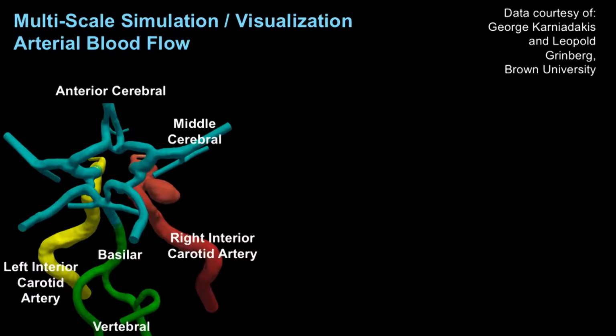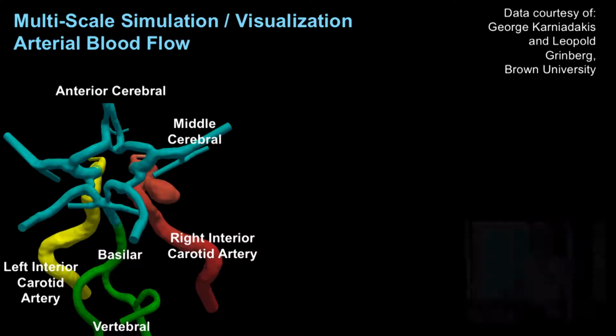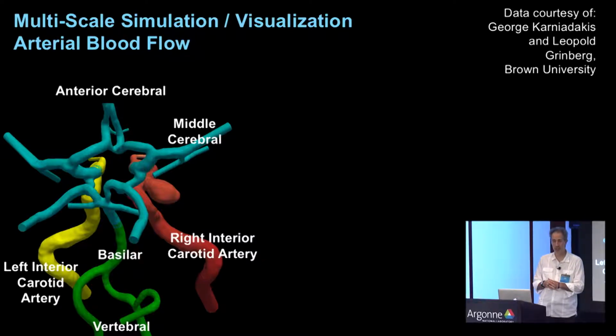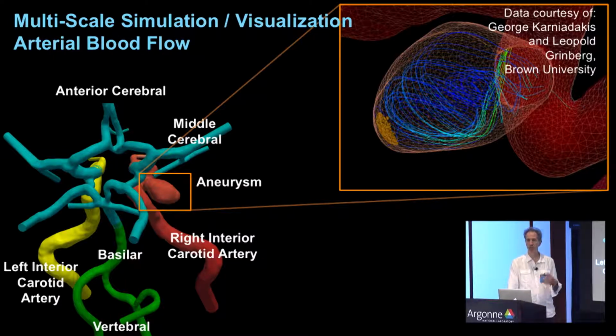So here are a couple of examples of different types of visualizations that we've worked with on a couple of different projects. This is an example of multi-scale simulation and visualization. It's a team that's looking at arterial blood flow. What we're looking at here are arteries in the brain, and in particular, they're interested in understanding what's happening in this aneurysm. You see this bubble that's formed on one of the arteries.